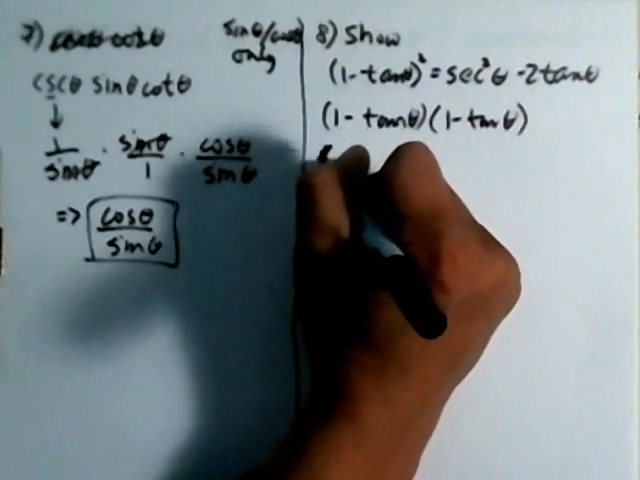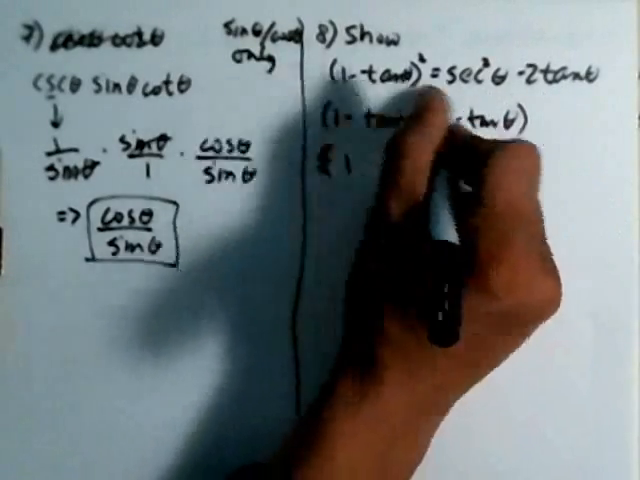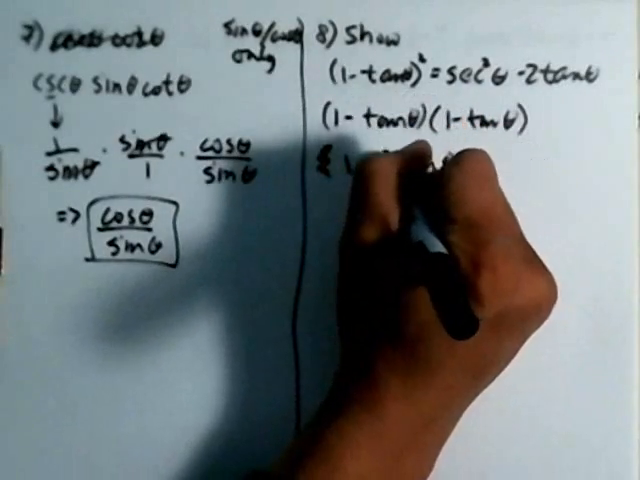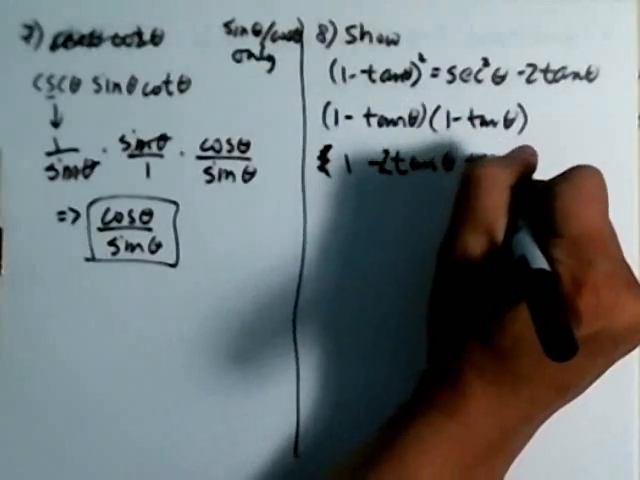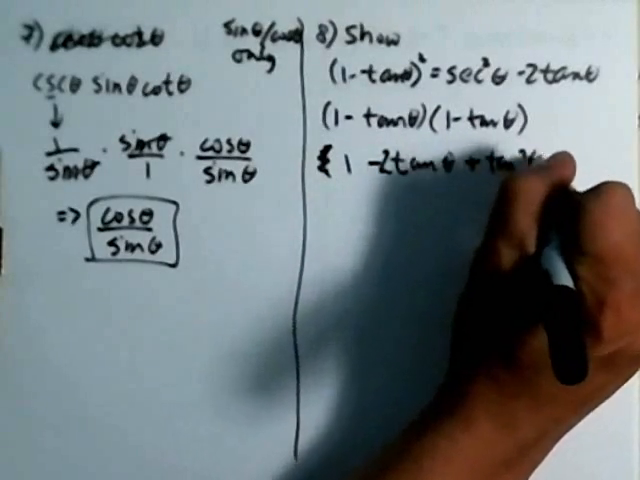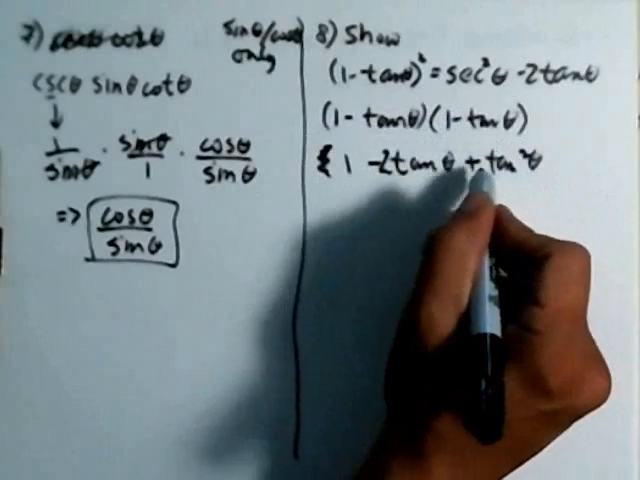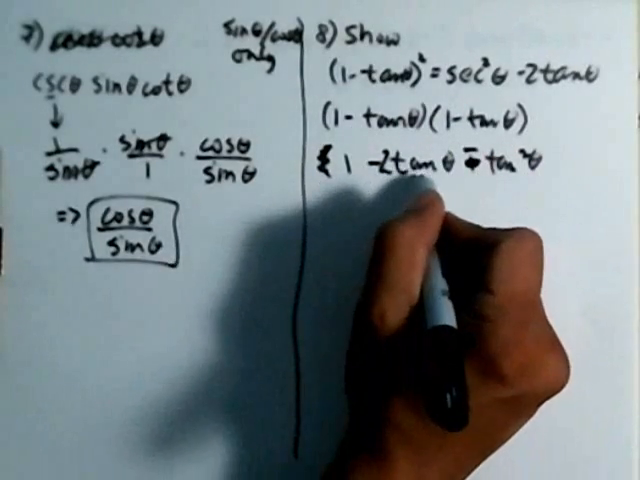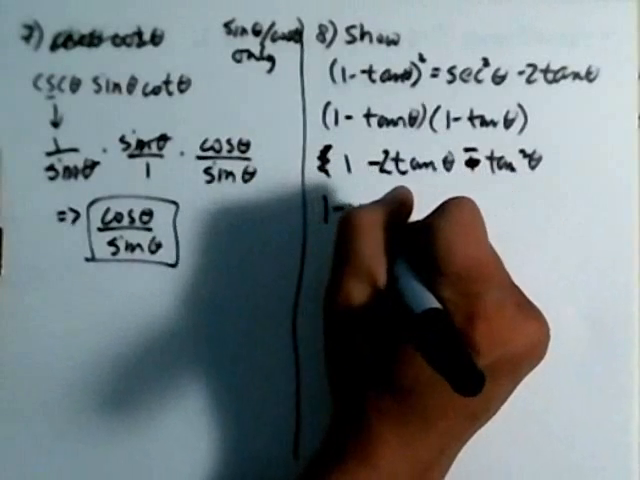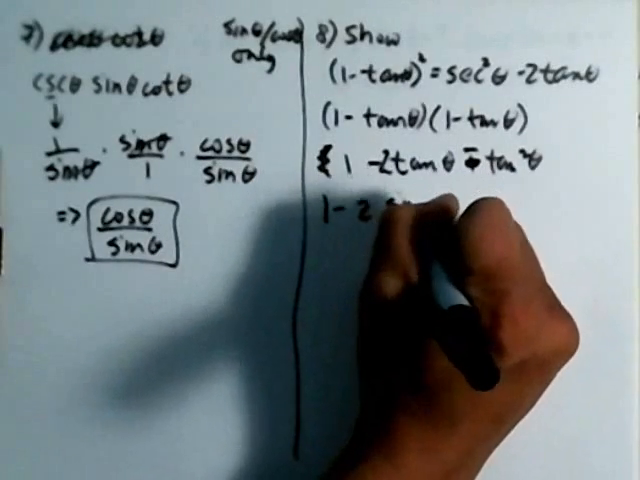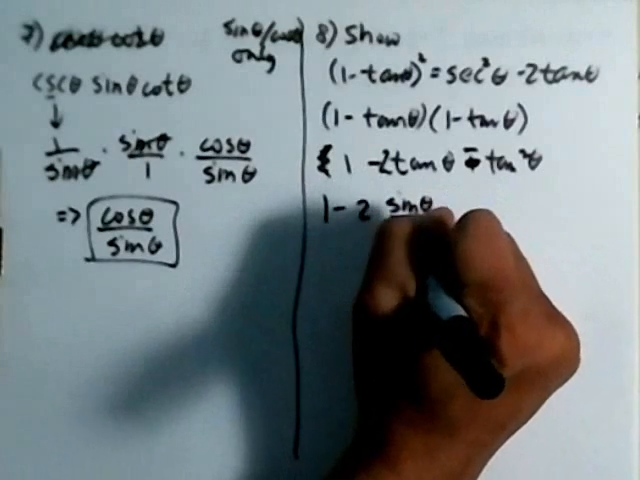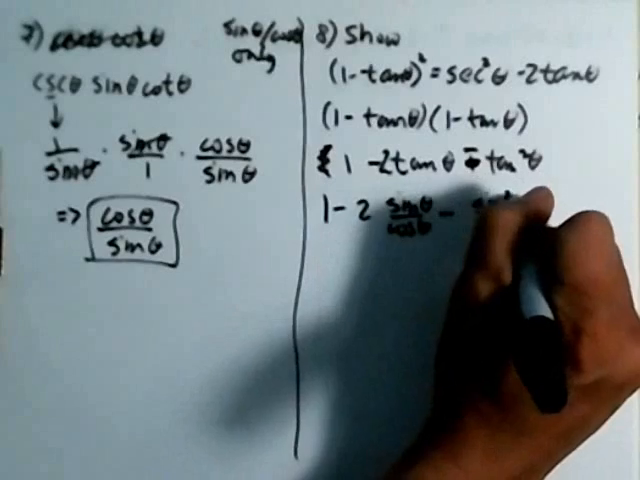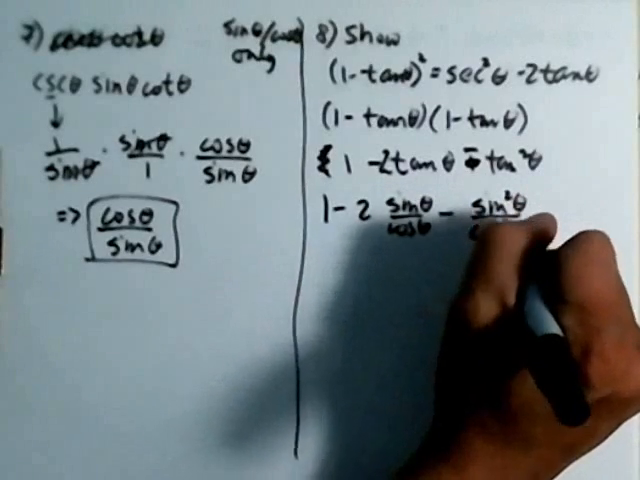Excuse me, I don't need that. I'm going to fold this out. 1 times 1 is 1 minus tangent of theta minus tangent theta, so there's minus 2 tangent theta plus tangent squared of theta. Excuse me, it's going to be minus right there. Okay? And I'm going to change all of these to sines and cosines. 1 minus 2 sine of theta over cosine of theta minus tangent squared, which is sine squared of theta over cosine squared of theta.